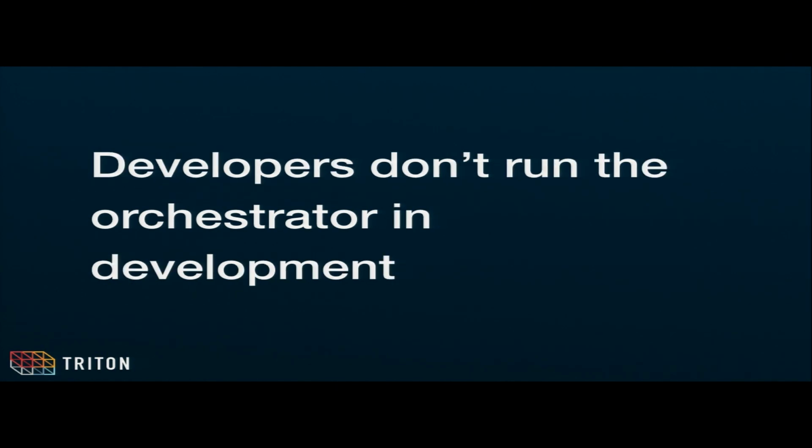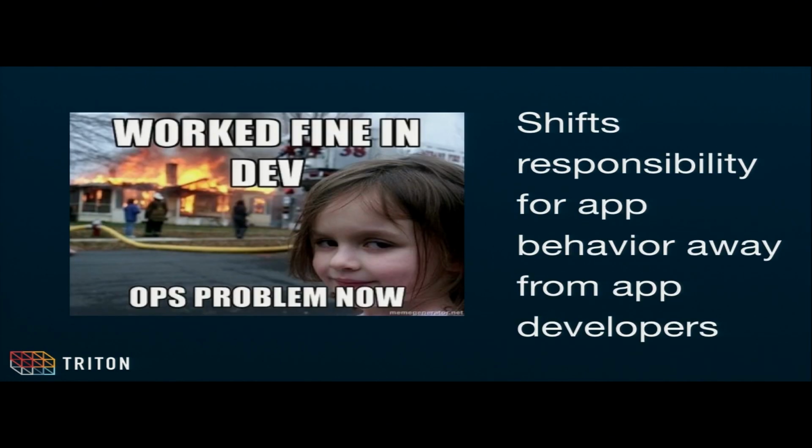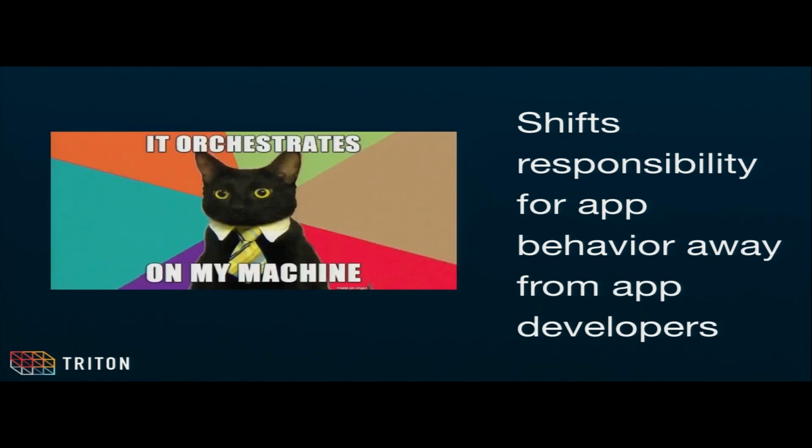Oftentimes, these orchestrators are very heavyweight, although now we have things like Minikube, which apparently is okay. I haven't used it myself yet. But generally, that means that the developers are not running the orchestrator in their local development environments. And we all know what that means, right? So we've shifted responsibility for the application behavior away from the application developer and into this orchestration framework, and that disempowers our application development teams, right? We want it to orchestrate on my machine too.